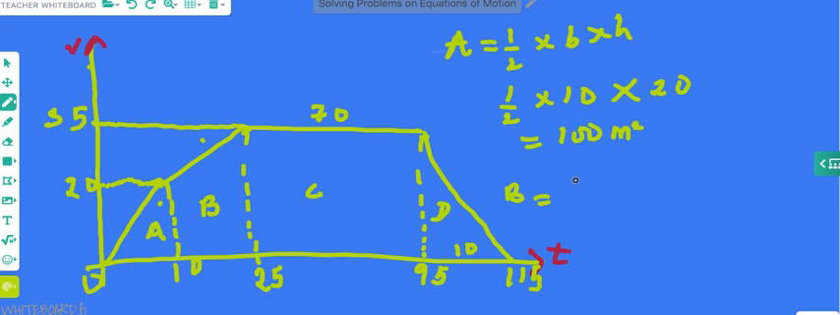Then the second one, B, the area under the trapezium. The formula for finding the area of a trapezium is half bracket a plus b outside h, where a and b are the two parallel sides. So the parallel sides here are this side and then this side, while the height is this side. Okay, so it's going to be half bracket our a, that should be 20, plus our b, that should be 35.